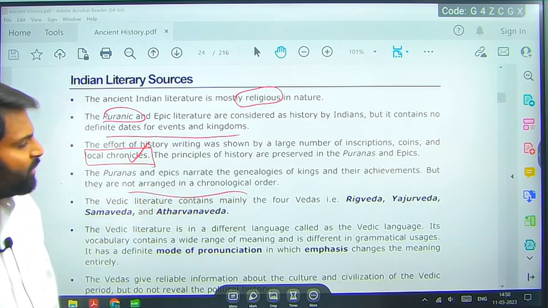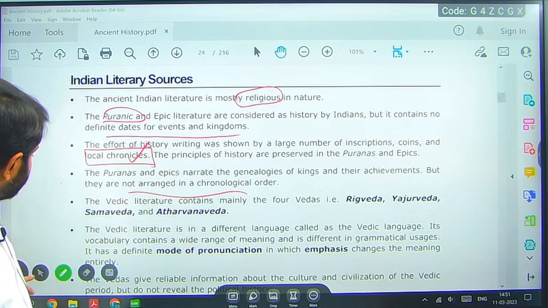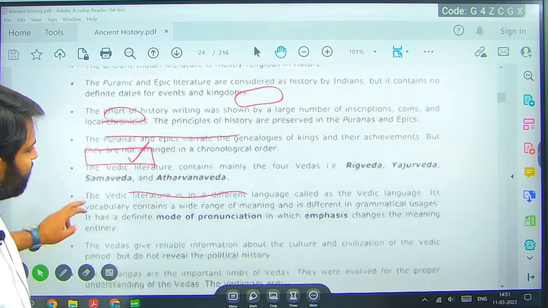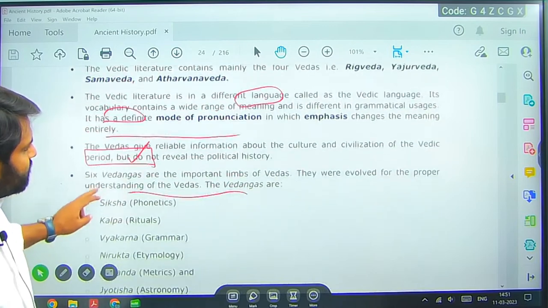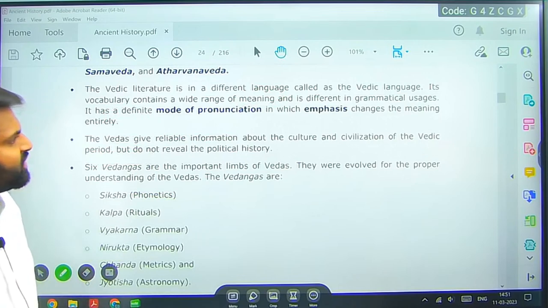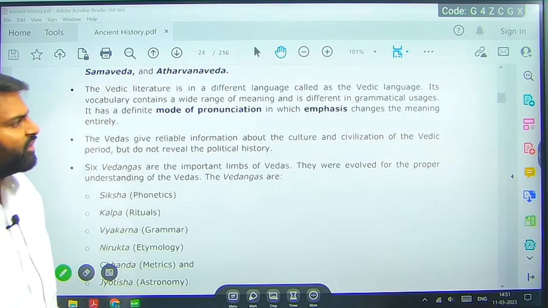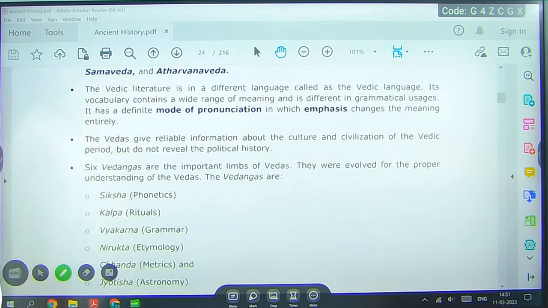The Vedic literature mainly consists of four Vedas: Rig Veda, Yajur Veda, Sam Veda and Atharva Veda. Veda means source of knowledge. If you see, Vedic literature is in a different language called Vedic language. Its vocabulary contains a wide range of meanings and different grammatical usages. It has a different mode of pronunciation in which emphasis changes the meaning entirely.